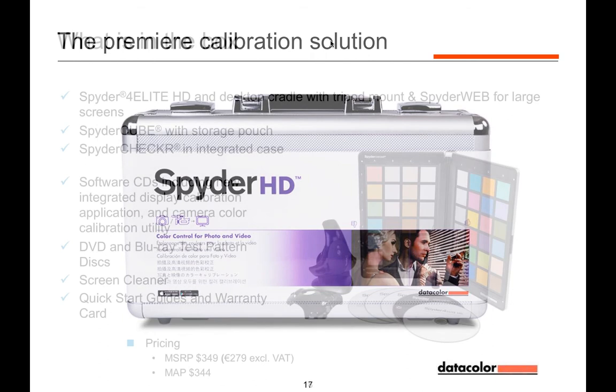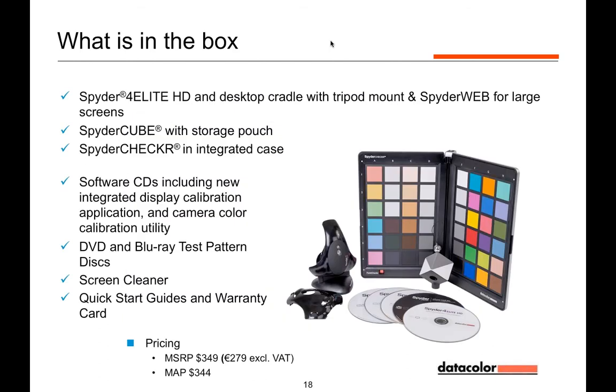So therefore, the solution comes with a Spider Elite and a Spider Cube and a Spider Checker. So everything I've told you about this evening is included in the solution. As you can see, there's some sort of guide street pricing there for dollars and euros. You can make your own equivalent pricing for pounds, I'm sure. You can figure out what the exchange rate is. But it comes with a whole range of new, latest cutting-edge software from Datacolor, which allows you to calibrate, as I say, not just displays that are connected to computers, but also stuff that's running purely off playback devices like DVD players, Blu-rays, etc.